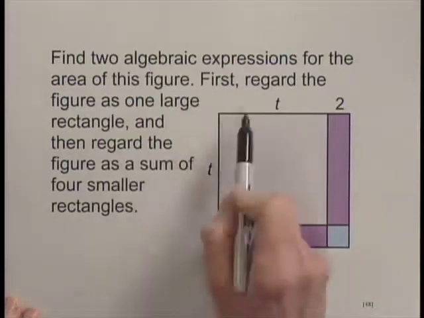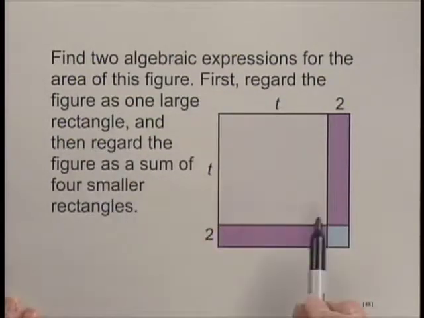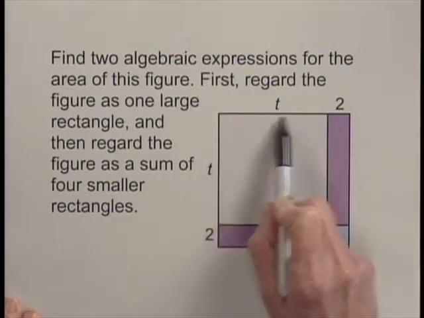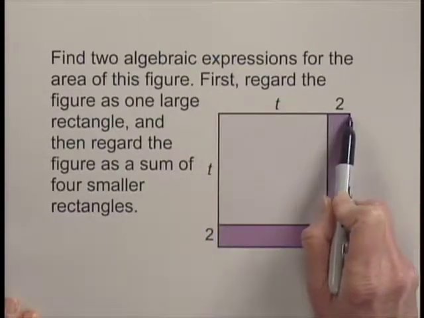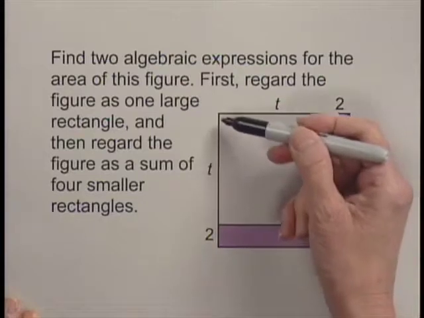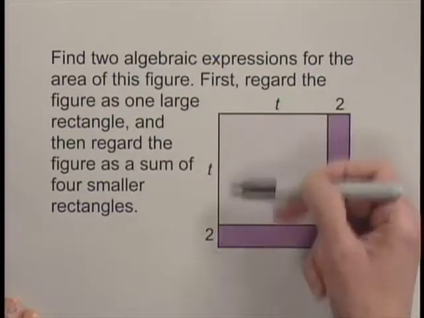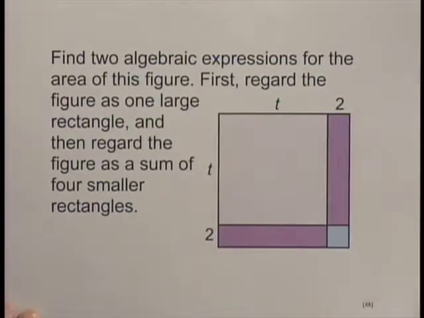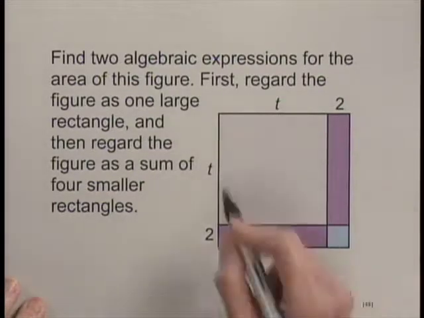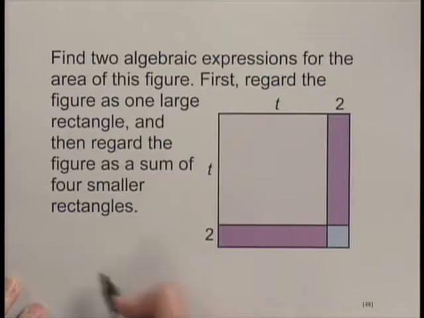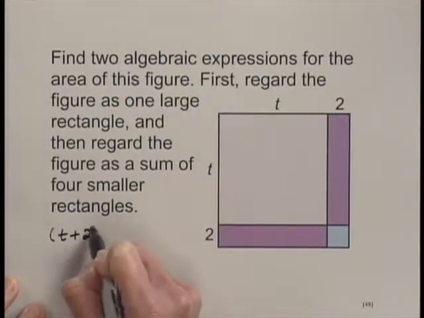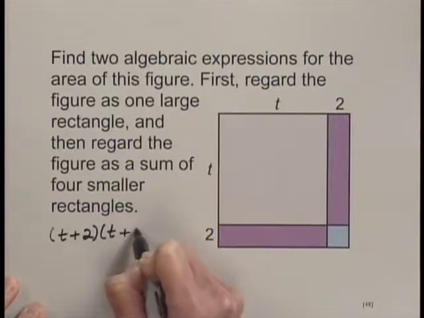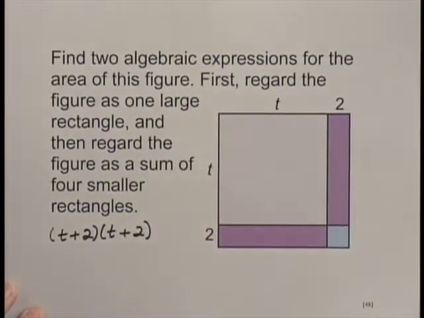Okay, well, first we want to regard it as one large rectangle, and let's see what we have. This length is t and this length is 2, so the total length of this side is t plus 2. And again, we have a length of t and a length of 2, so the total length of this side is also t plus 2. So our rectangle is actually a square. And regarding it as one large figure, we can write the area as length times width, or as t plus 2 times t plus 2.